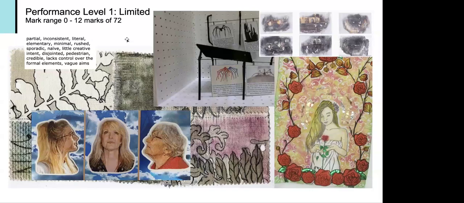the descriptors for this level, we asked what kind of words really remind us what a limited candidate looks like, and we're trying to be positive, but of course it is limited. So we've got words like partial, inconsistent, literal, elementary, minimal. It's pedestrian, it's credible, but it lacks control over the form elements. Now, this is just because the student at the start of a course usually has perhaps not got the level of skills or maturity that they would like, and it is a process of improving that.